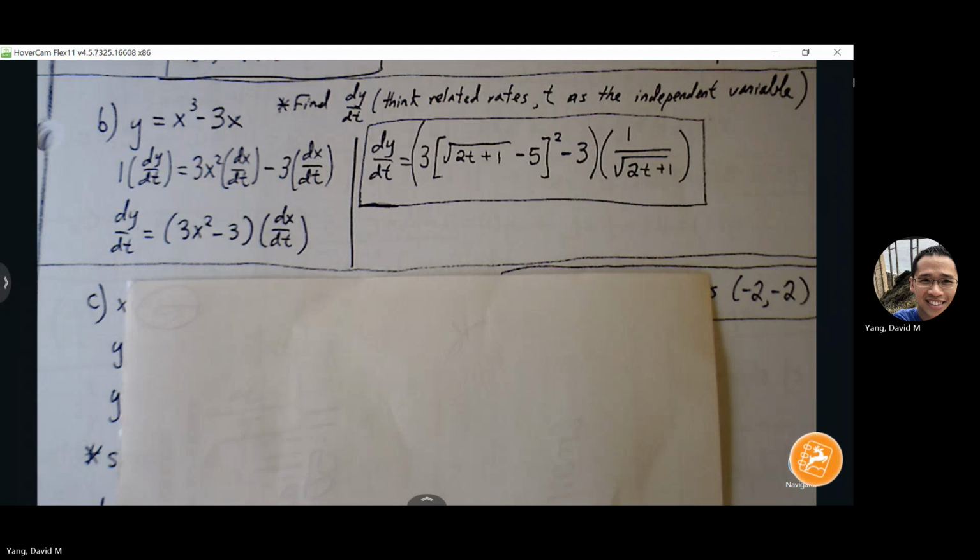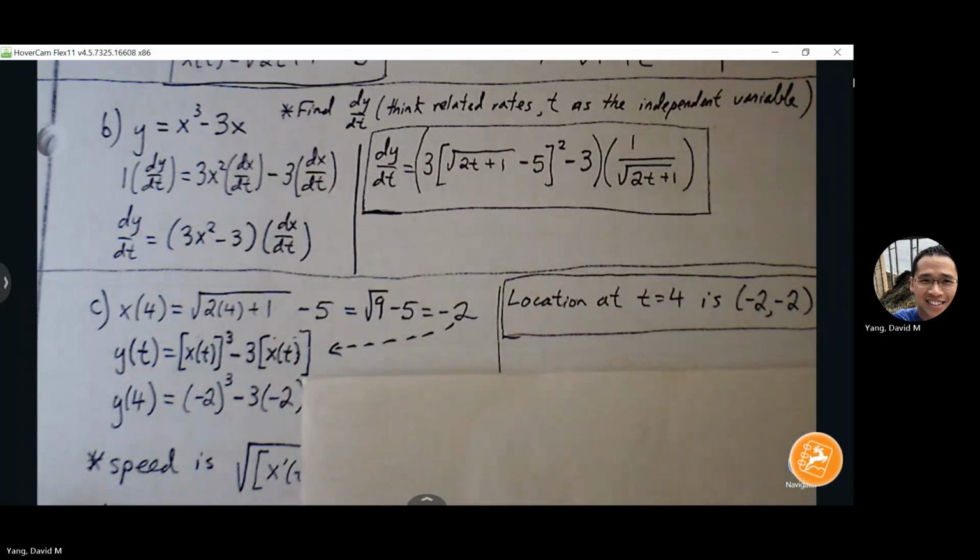Questions. If I happen to get x of t wrong in part A, but I still correctly do part B with the wrong x of t, will I still get partial credit? Yeah, I believe you'll still get partial credit. You may not get full credit, but it really depends on the rubric.